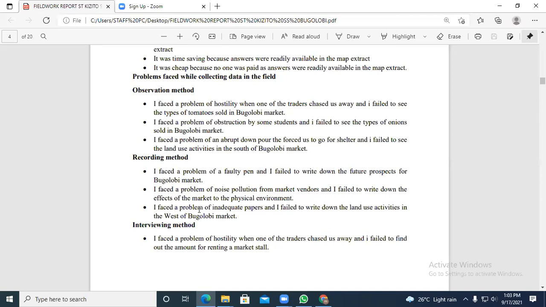Recording can also be affected by unfavorable weather conditions. I'm not saying climate conditions, but weather, such as too much sunshine reflected on your papers, maybe you had peak hours. It reflected and you could not draw, you could not write. An abrupt downpour, rainfall, affected you and soaked your papers. Therefore, you couldn't write or draw in the field.